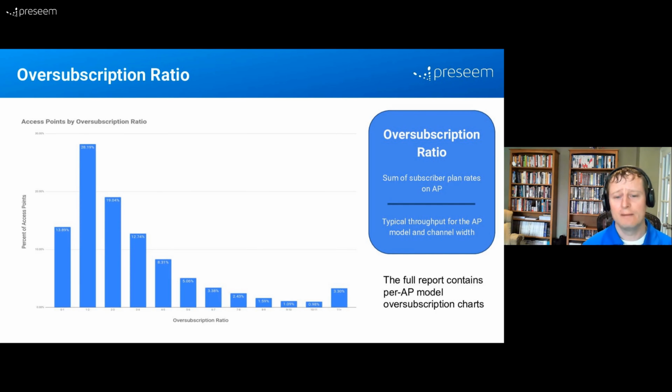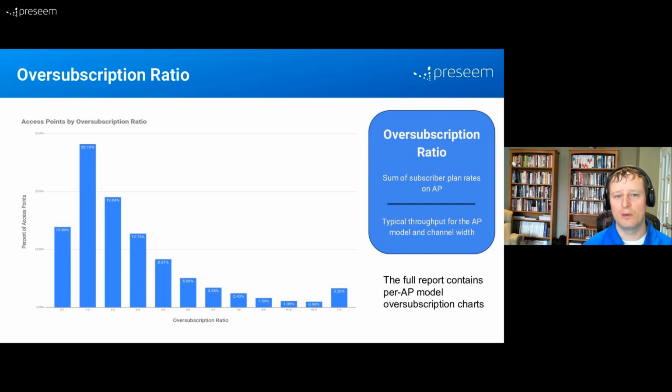You can see most access points, or I guess the biggest bar of access points, about 28%, are between 1 and 2 times oversold. So this would mean if you had an AP capable of 10 megabits per second, these people have less than 20 megabits, or between 10 and 20 megabits sold on that access point.